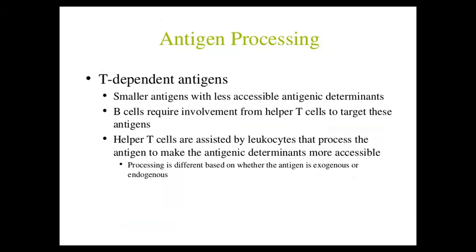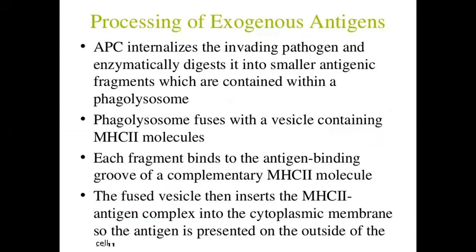Helper T cells are assisted by leukocytes that process antigens to make the antigenic determinants more accessible, as with the endogenous antigen. Next, processing of the exogenous antigens. APCs, antigen presenting cells, first internalize the invading pathogen and enzymatically digest it into smaller antigenic fragments, which are contained within a phagolysosome.